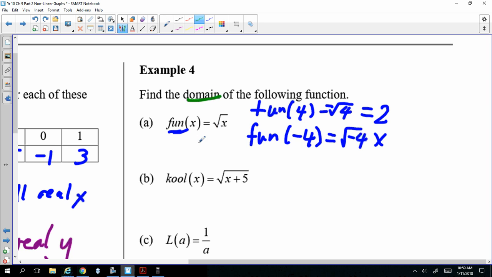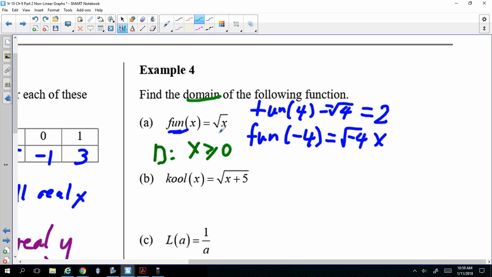Yeah, that's the domain. The domain is x greater than or equal to 0. So you can't substitute any negative numbers. So you can only substitute positive numbers. How about the next one, call it g?